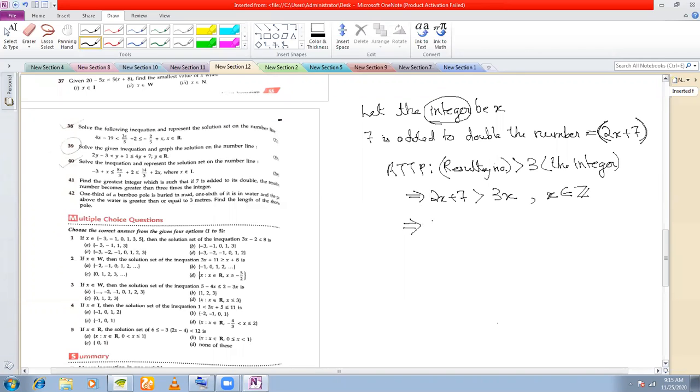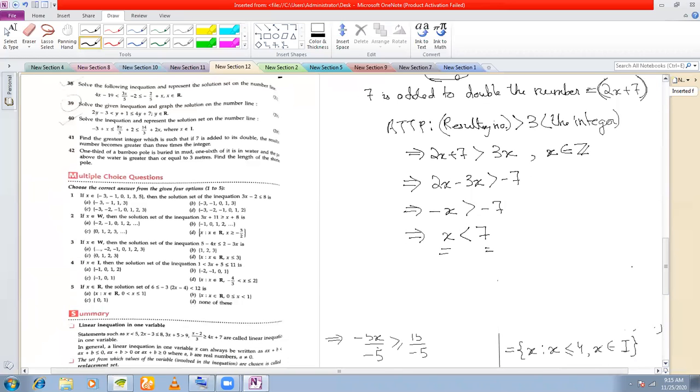Now we solve this inequality. So you have 2x minus 3x is greater than minus 7. And you have minus x is greater than minus 7. Now in order to find x, we have to divide both sides by, or multiply both sides by, minus 1. In either case, the sign will change. So x is less than 7. Now x is an integer such that x is less than 7, and you have to find out the greatest integer. So which greatest integer is less than 7?